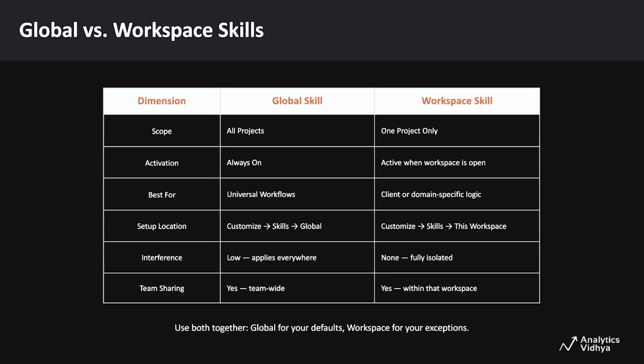Here is a direct comparison to highlight the key differences. Global skills apply across all projects while workspace skills are limited to a single project. Global skills are always active, whereas workspace skills are only active when that project is open. Global skills are perfect for universal workflows, while workspace skills are tailored for specific clients or domains. This is a simple but effective framework that makes managing your skills easier.